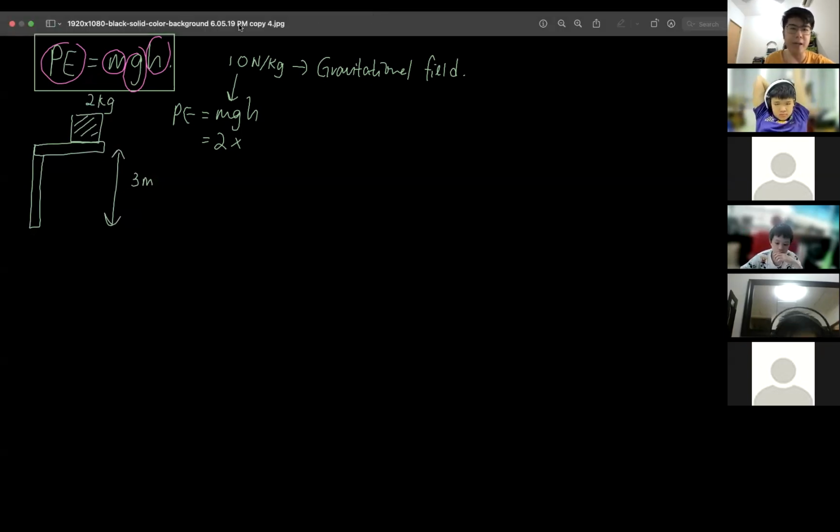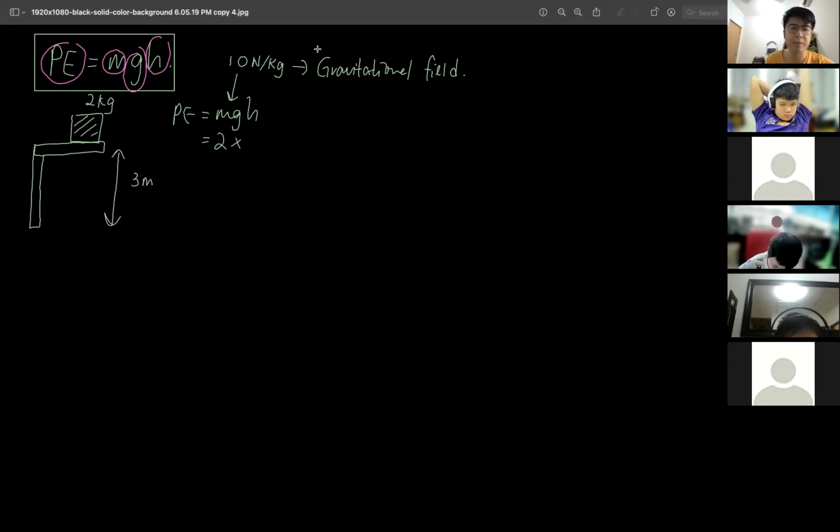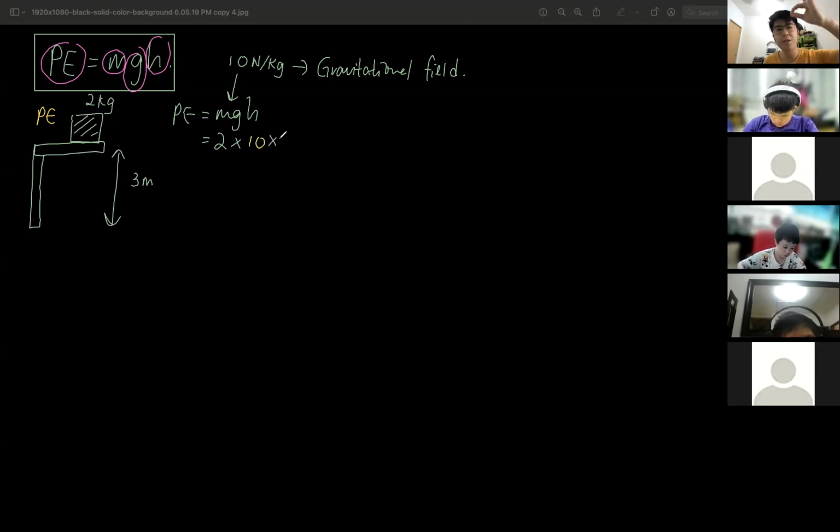Is g the gravitational field? Yes, Russell, correct. 10 Newton/kg. So to calculate the potential energy of this object, we take 2 kg times 10 times the height, because gravitational potential energy depends on the height. Remember, the higher you are, the greater it is. So in this formula, if your height value is very large, then your PE will be very large as well.